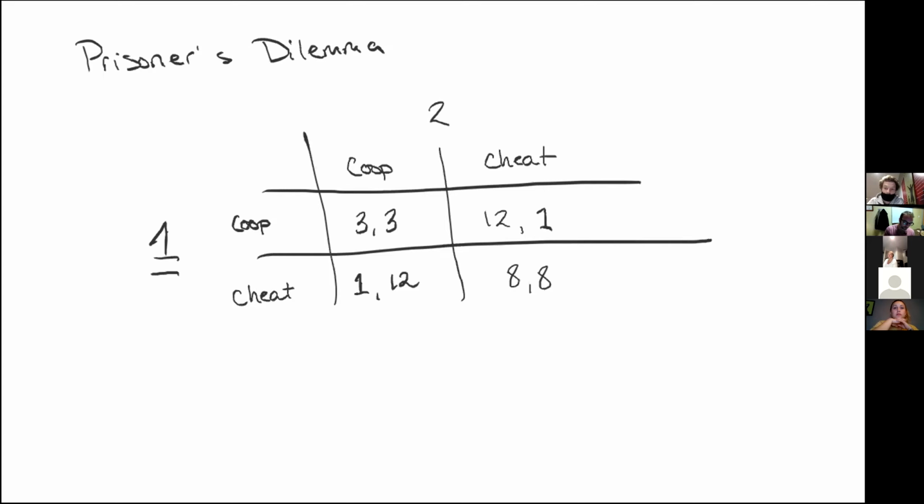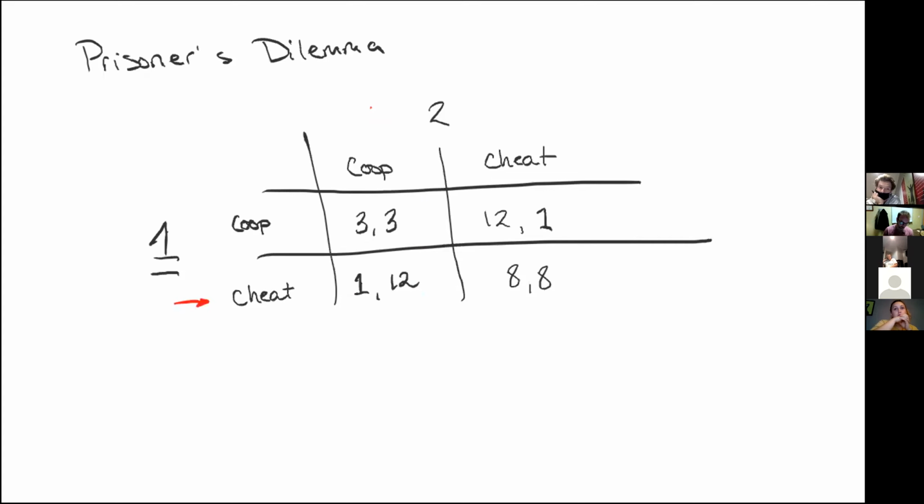Okay, so let's pretend like we're player 1, and let's pretend that we knew that player 2 was going to cooperate, that they were going to keep their mouths shut and not rat us out. If that's the case, then we're looking at this column, and as player 1 we have the choice between 3 years in jail or 1 year in jail. So which one are we going to pick? Yeah, 1 year in jail, right? So if player 2 is going to cooperate, then we're going to play cheat, right?